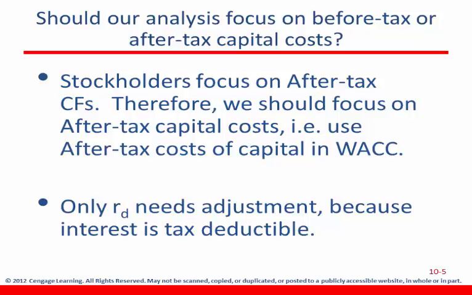And the reason for that is because with debt, you've got to remember you get a little bit of an interest tax shield, so the interest is going to be tax deductible. That's the reason that you'll see the 1 minus T there when you're trying to figure out the debt component of the WACC.